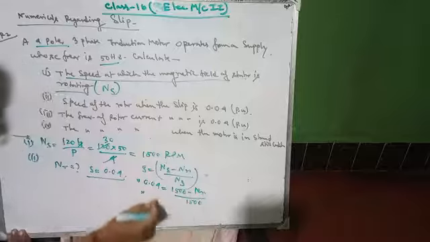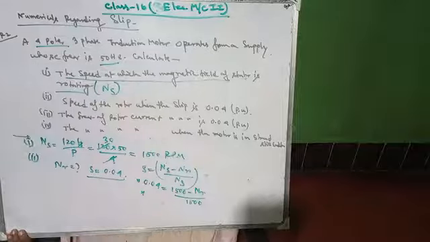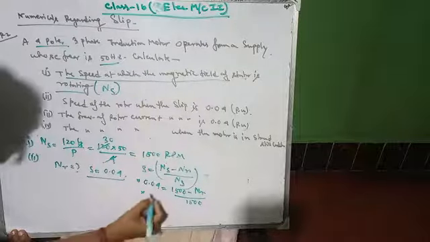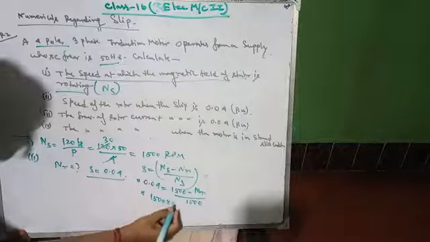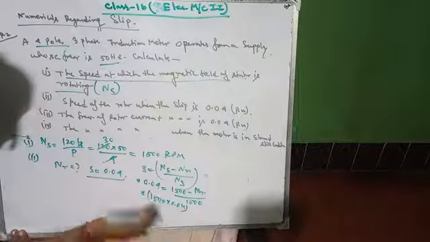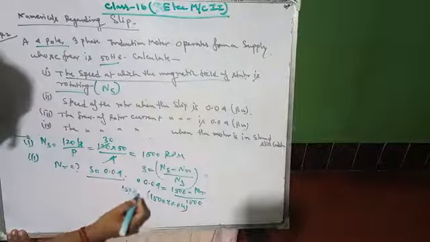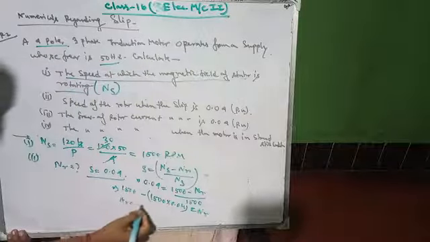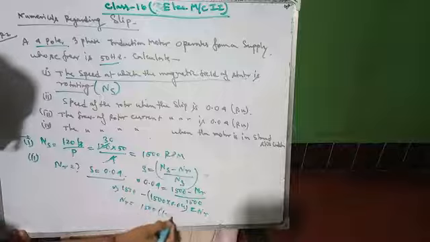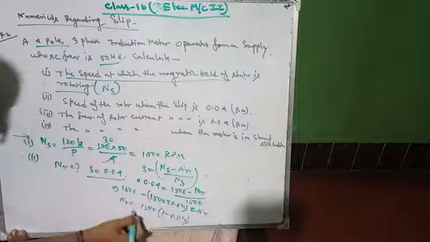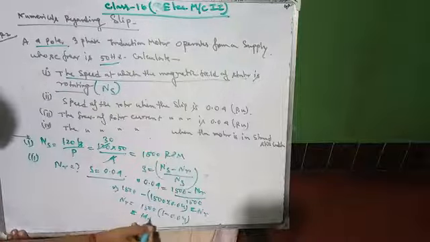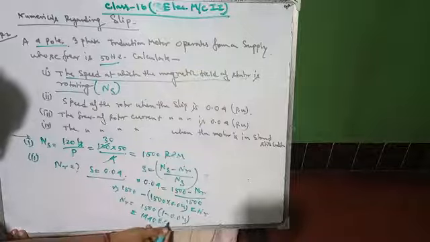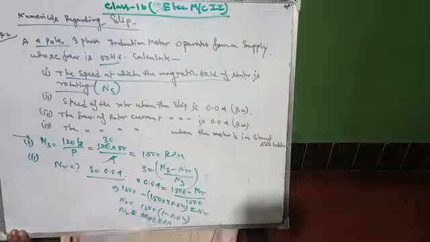So multiplied over here, it will be how much? 0.04 into 1500. Okay, no need to multiply first. You can calculate it directly: 1500 minus this one equals directly Nr. So Nr equals 1500, taking as common, 1 minus 0.04. That means how much? It will be 1440 RPM. So Nr equals 1440 RPM.